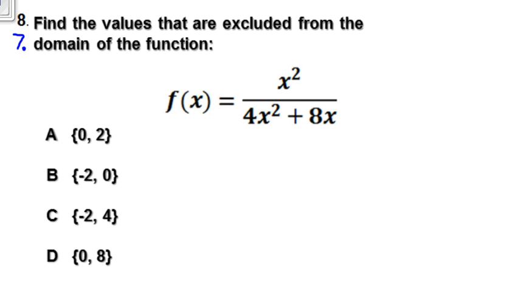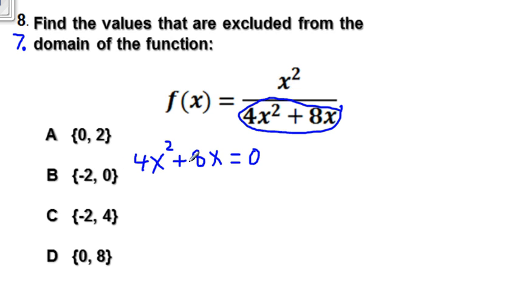Number 8, find the values that are excluded from the domain of the function. Now again, clearly to find which values are excluded, all we have to do is look at our denominator. If we can solve this for 0, we can find the excluded values. So setting 4x squared plus 8x equal to 0, and again this is solving for x, but it's not for what x can be, it's for what x cannot be.